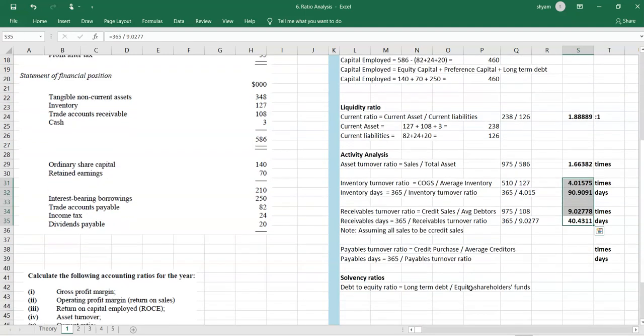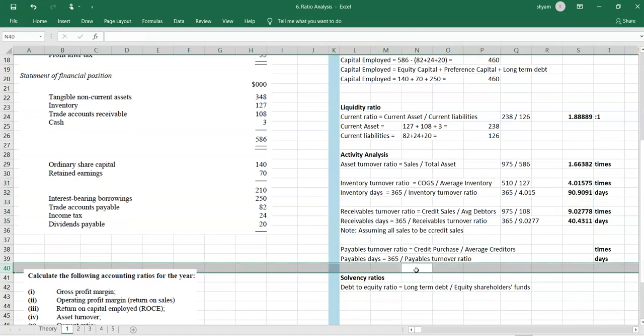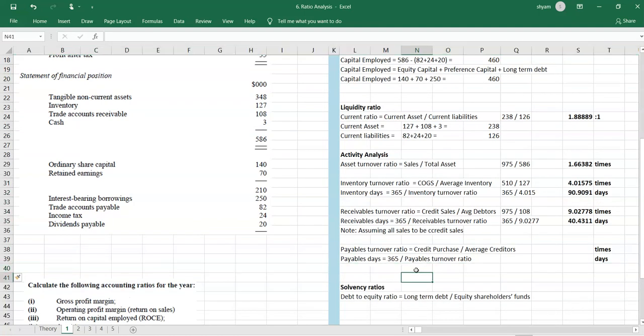So let's go to the payables. In payables, if you see, there is credit purchase, but we do not have any credit purchase in this problem. So what we can do is make an assumption, assuming all COGS to be credit purchase. Okay, so COGS is 510.